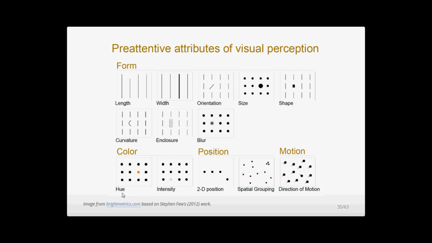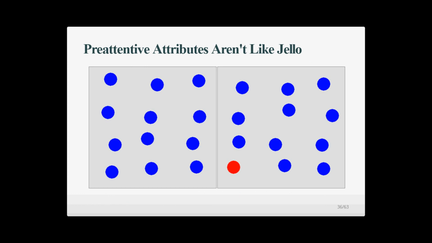It grabs your attention quickly. Shape also works for this as well, but probably the most powerful one, I should say, not prevalent, would be color or hue. Let's take a look at an example of a preattentive attribute.